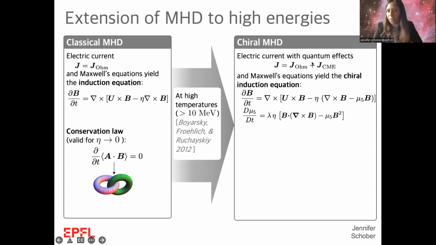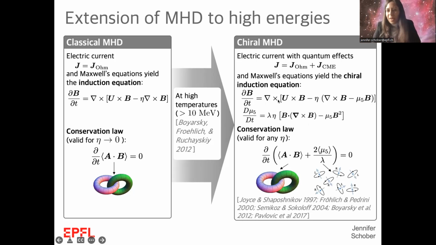If we have this additional current, then we again can combine this electric current with the Maxwell equations, and that leads to a modified induction equation, which I wrote down here. So basically, in comparison to classical MHD, we have one additional term here at the end. And this term is related to this chiral chemical potential, mu5. And mu5 itself also has an evolution equation, which is really founded in the quantum effect. So mu5 is coupled again to B. So MHD gets much more complicated taking into account these chiral effects.